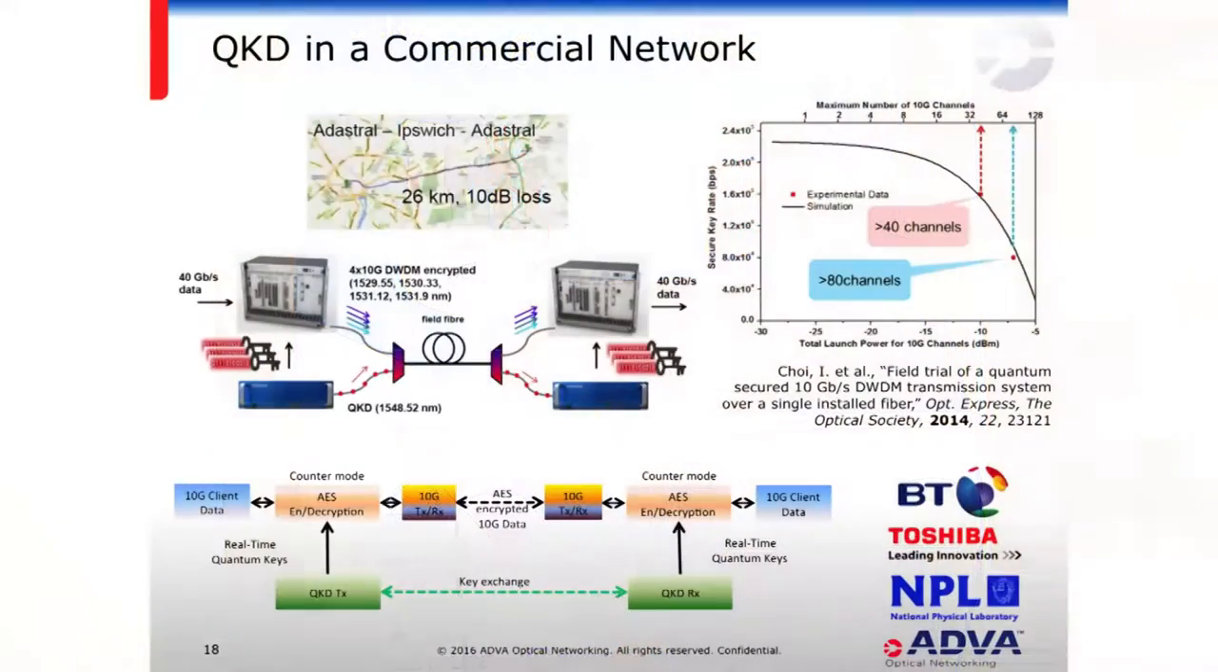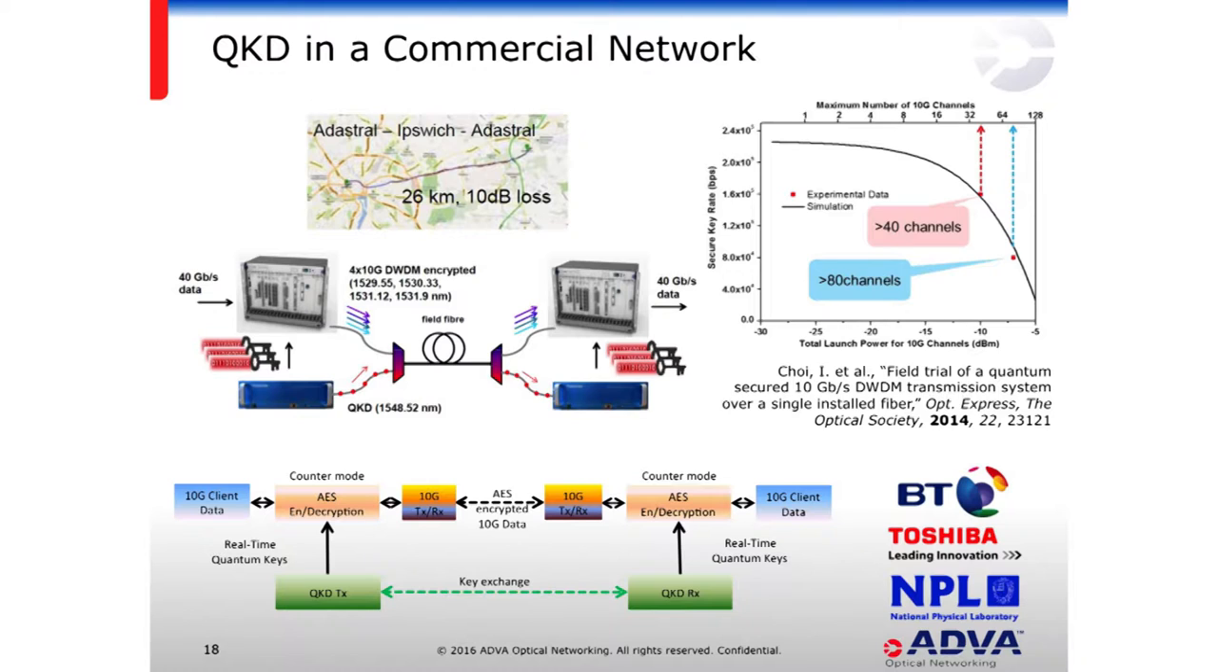Adva has done a field trial together with British Telecom and Toshiba, looking into quantum key distribution over a WDM system. So we provided a WDM system with 4 × 10 gigabit transmission capacity, and in contrast to many other experiments done, we transmitted the quantum key over the same fiber. It's not a separate fiber, it's the same fiber, which is a problem because you get quite some nonlinear distortions to the very weak quantum channel. And what you can see then, it was a loopback experiment with 26 kilometers, approximately 10 dB loss.